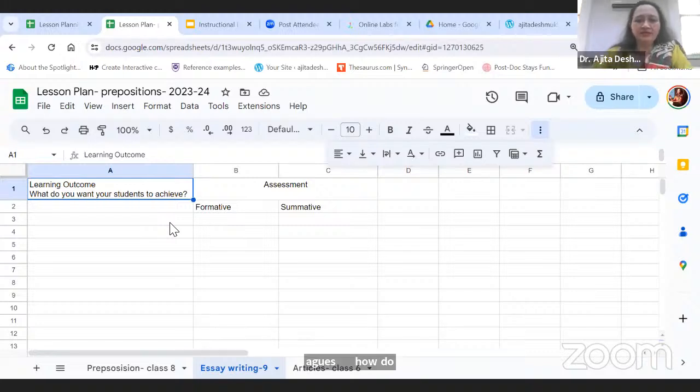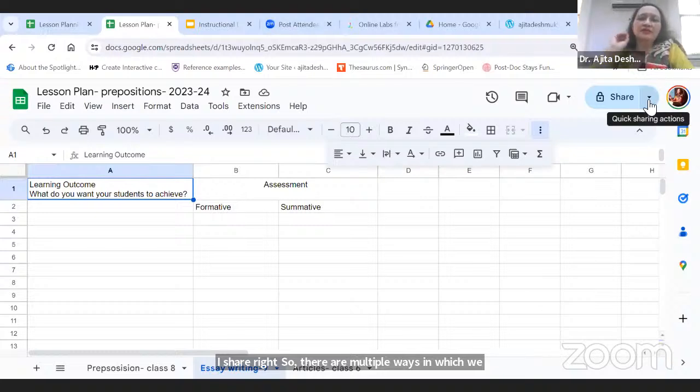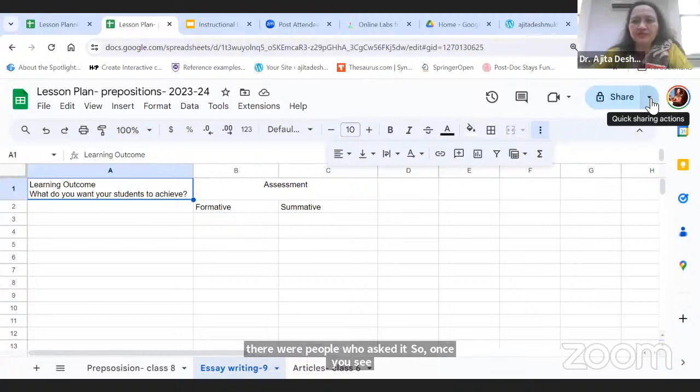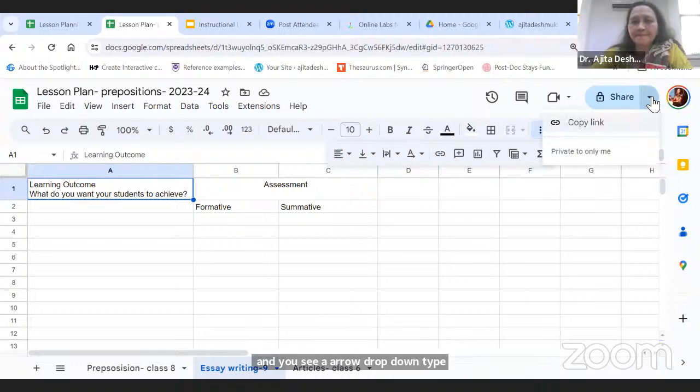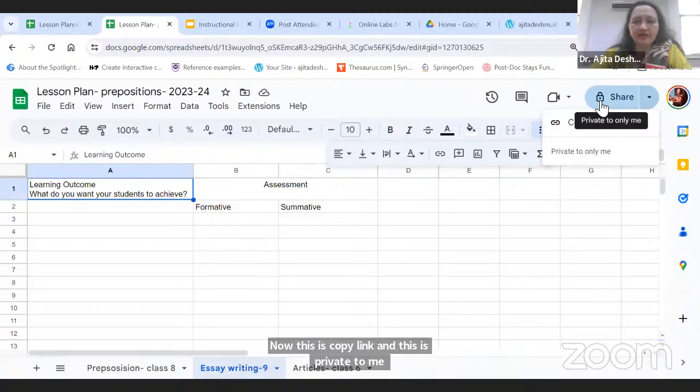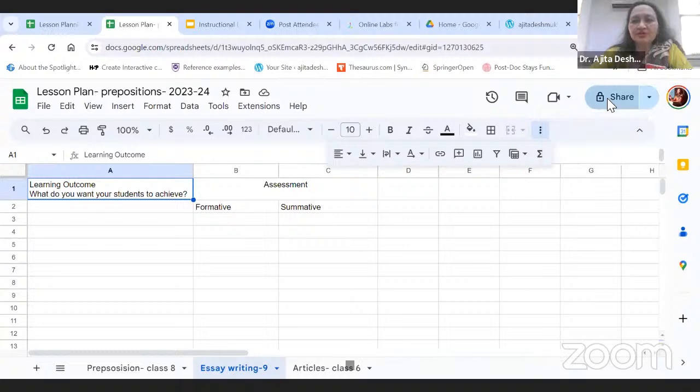So there are multiple ways in which we can share. I'll show this and I would suggest that you simultaneously do it, because now you have kept the spreadsheets open, I think, because there were people who asked about it. So once you see here, share, and you see a drop-down type arrow. Now this is copy link and this is private to me. Till now, you can see the lock, right? This lock means it is private to me only. So we will now share it.